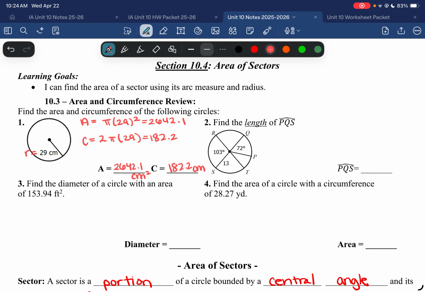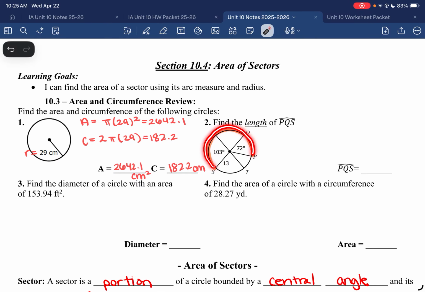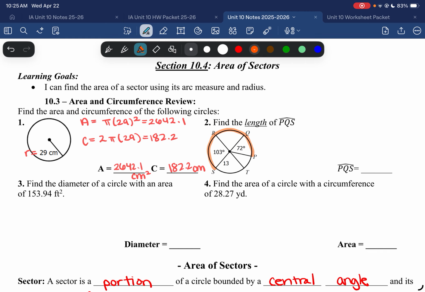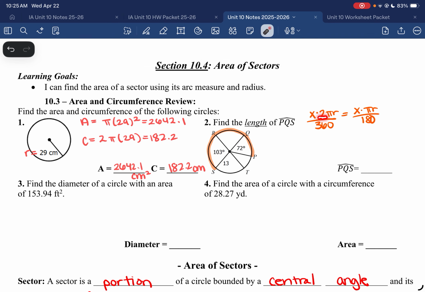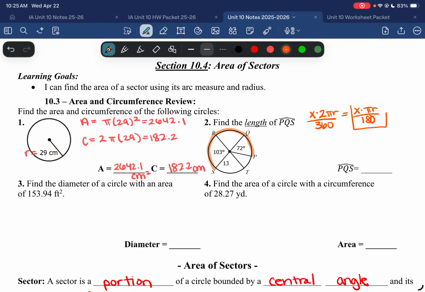Okay, number two, find the length of arc PQS. So we are finding the length. PQS, if we follow the letters from P to Q to S, I'm looking for this length of our circle. So essentially we're going to do our circumference formula times this fraction of our circle. The formula is x times 2 pi r over 360, or we could say x times pi r over 180 if we reduce the 2 and the 360. So this is the formula version I'm going to use.